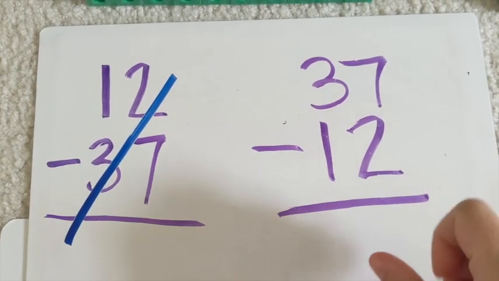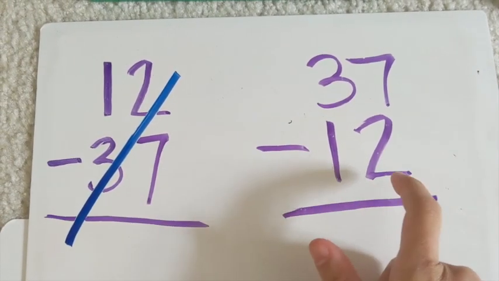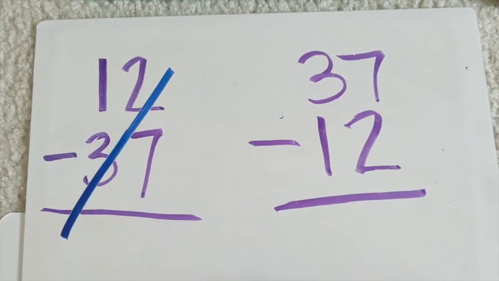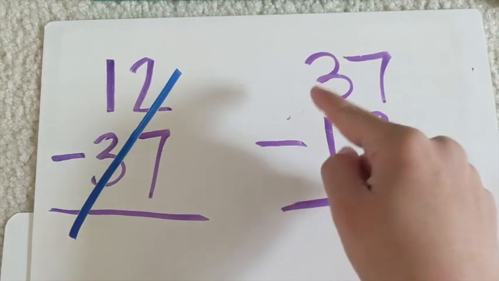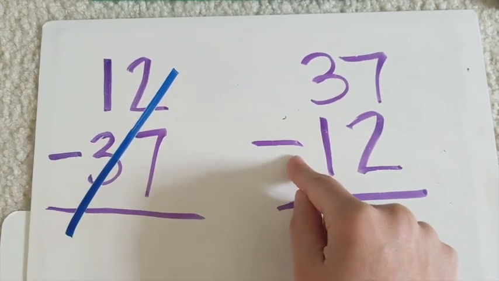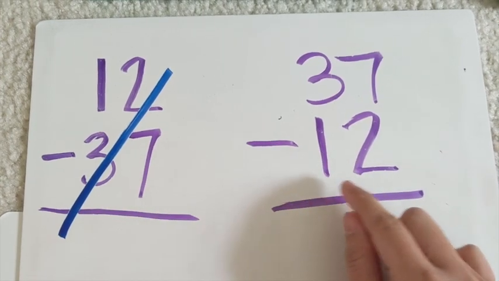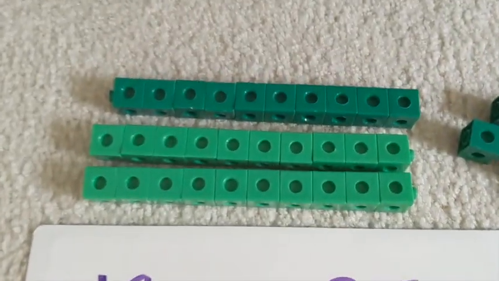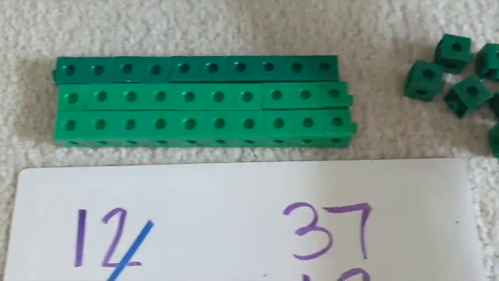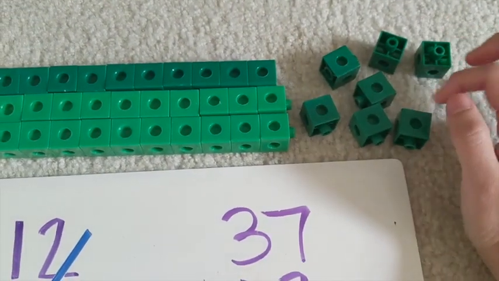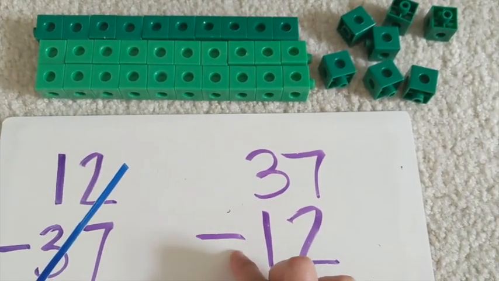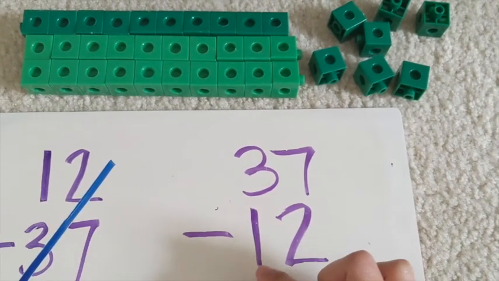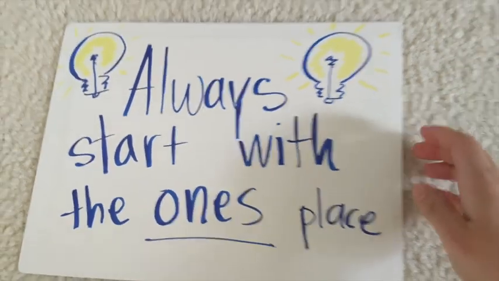Let's see if this one works. Can I take 12 from 37? Let me say it another way. Can I start with 37 and eat or take away or throw out 12? Here's 37. I have 3 tens and 7 ones. Am I able to go ahead and subtract, take away 12? 1 ten and 2 ones. Don't forget, always start with the ones place.